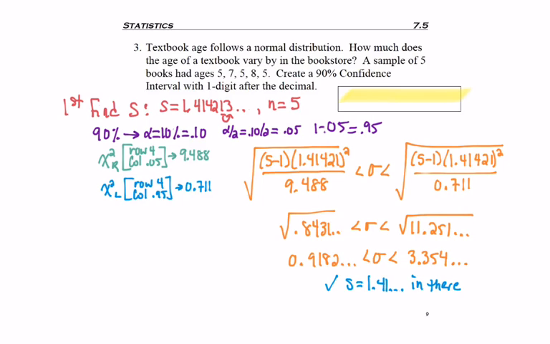So I'm ready to go ahead and answer the question. 0.9 to 3.4, since I'm only going 1 digit after the decimal, is not the average age of the textbooks, but about how much they're off by. And if you look at these numbers, they all do seem to be within about 1 to 3.5 years of each other.